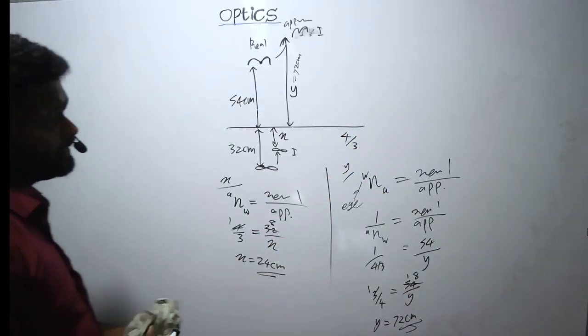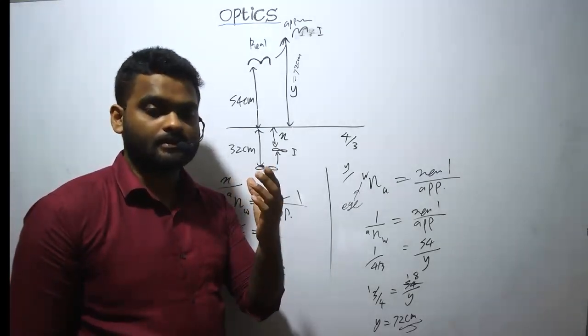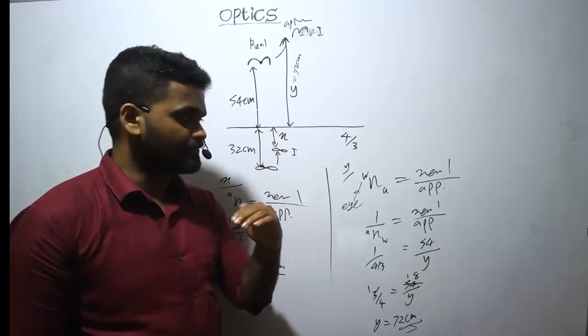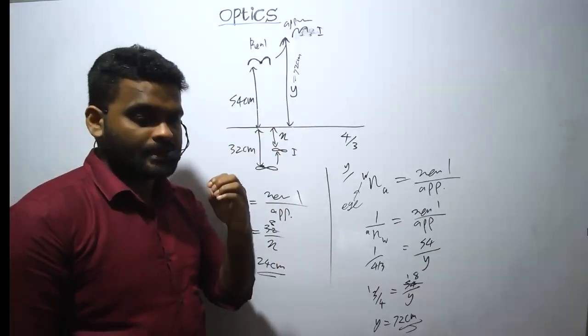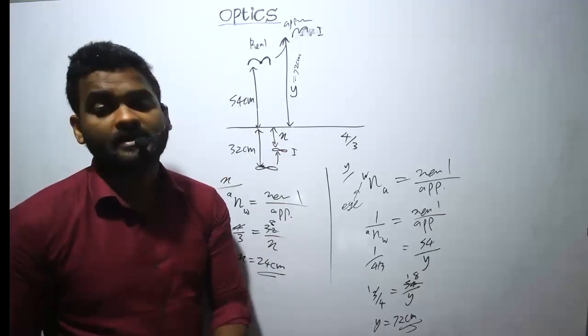Then we have to talk about another one, that is apparent displacement. So we talked about apparent depth, which is measured from the interface. Then apparent displacement. Write down the topic: apparent displacement.